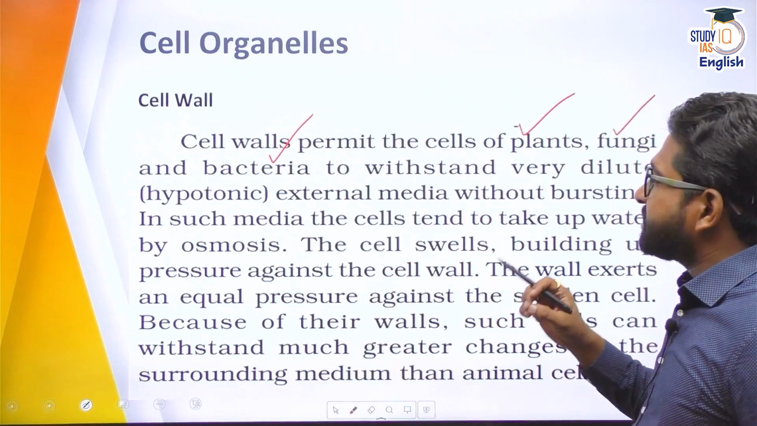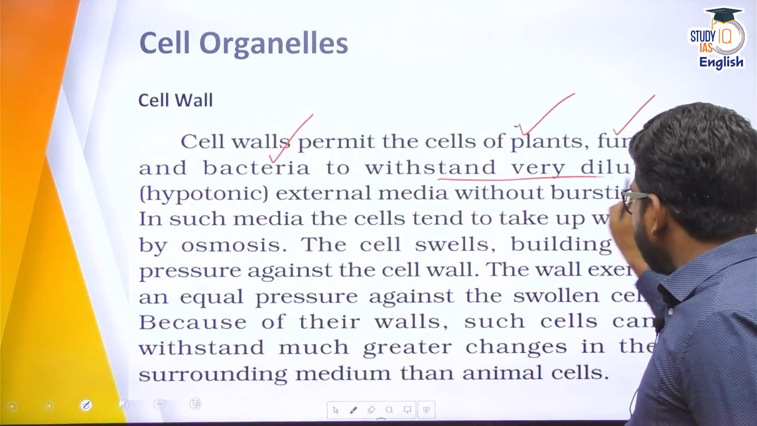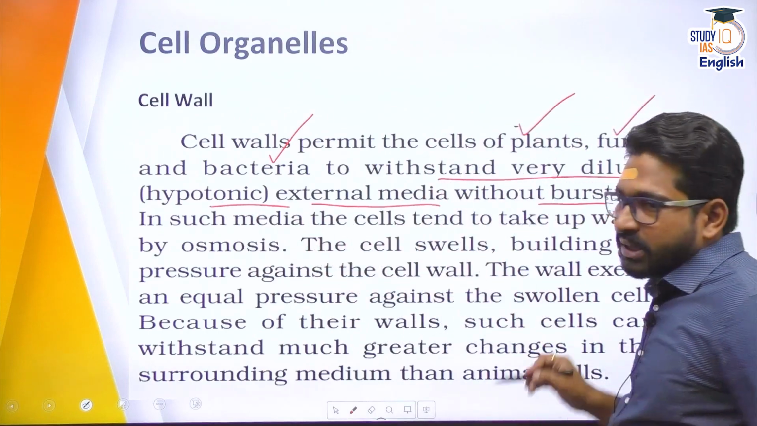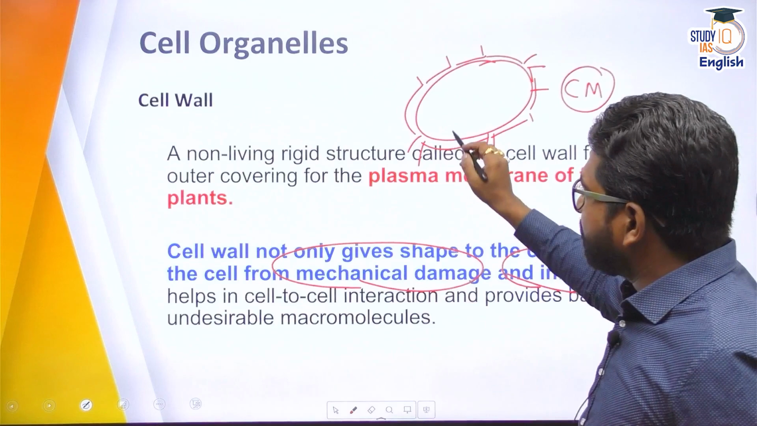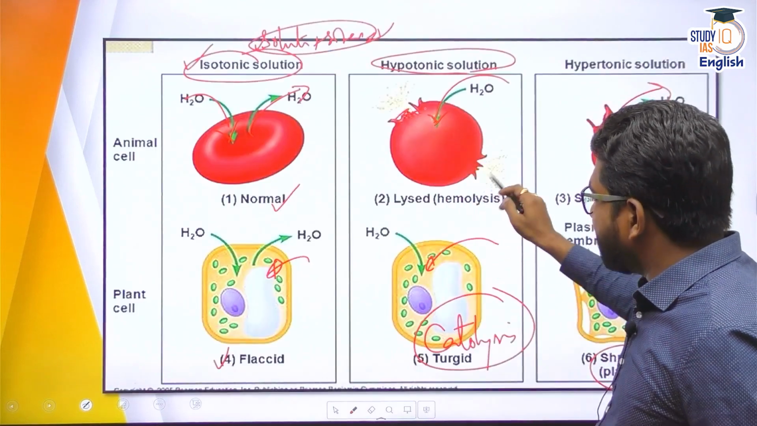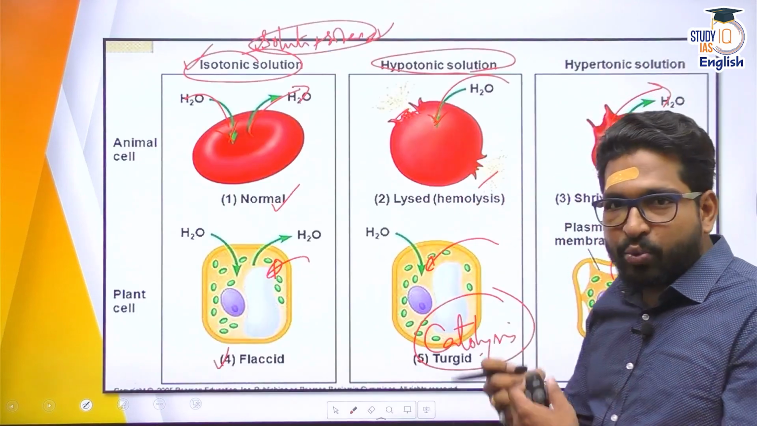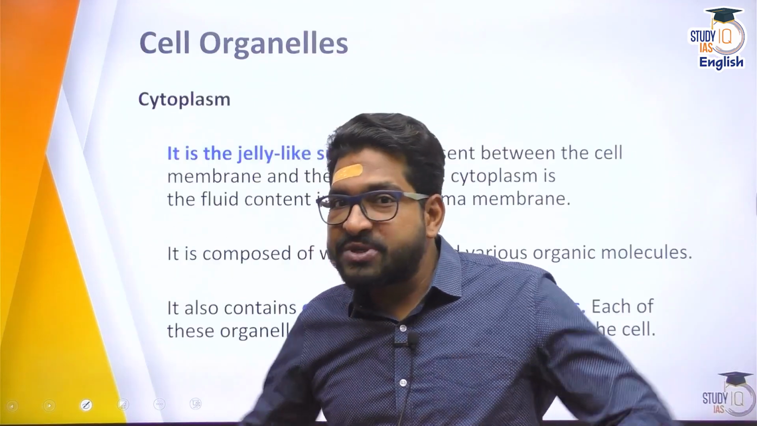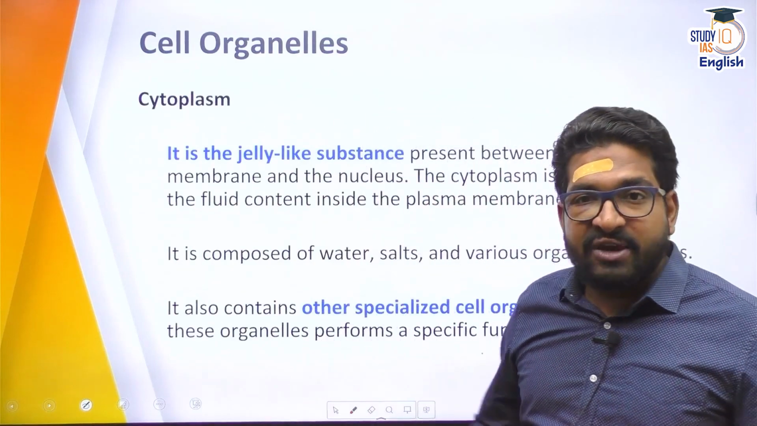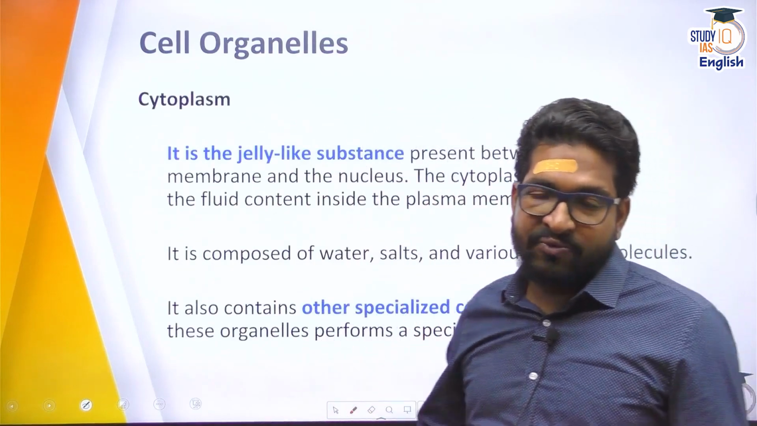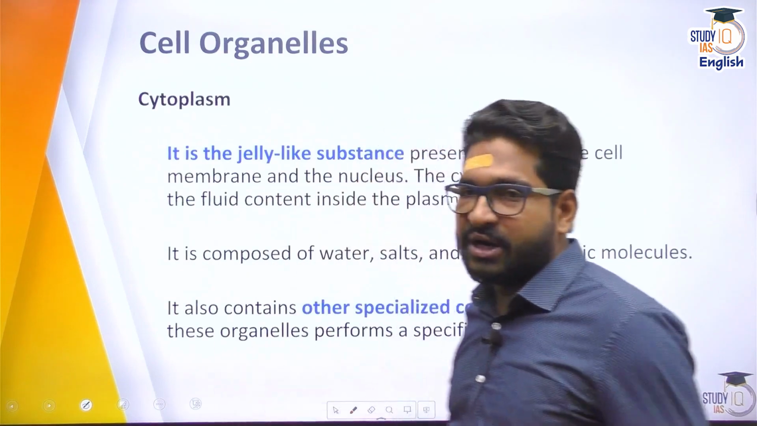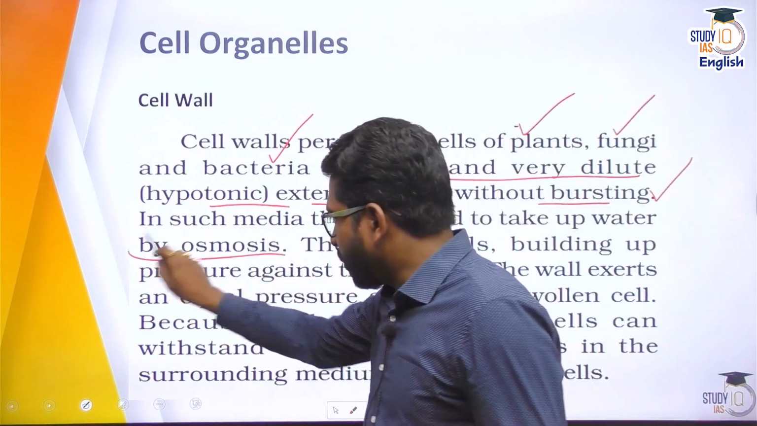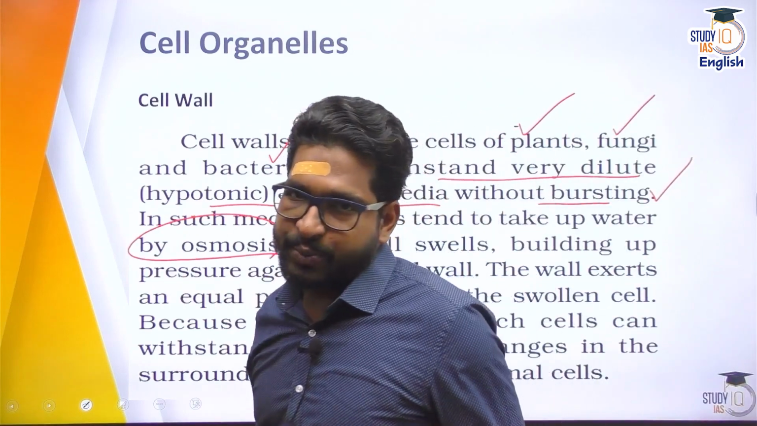You can see here the cell wall helps the cell to withstand very dilute hypotonic external media without bursting. If it is a very low hypotonic solution, there is a possibility the cell might burst. It will become turgid, with more and more water, and eventually it might burst. To protect itself, there is the cell wall, and that is why many bacteria can survive extreme conditions. Acidophiles, thermophiles, they can survive extreme conditions also, right? The cell wall also helps in regulating osmosis. It maintains the osmotic pressure.